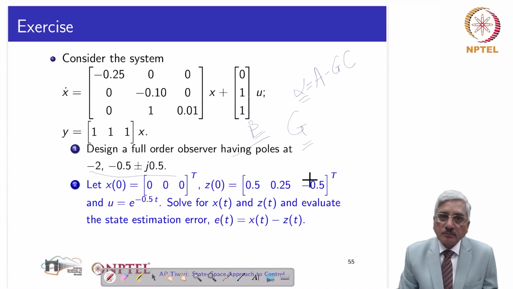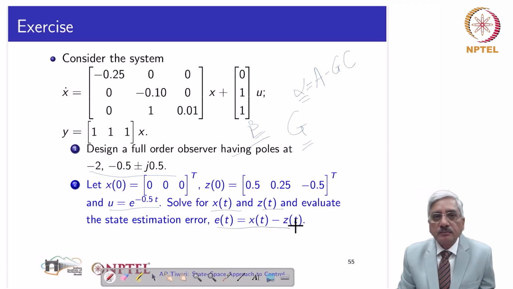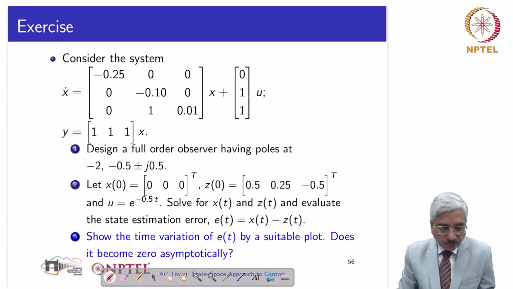So using this alpha, this beta and this G, which you will obtain by this, simulate the system. Both the given system for this input and the observer for this input, and the output of this system that comes by solving. Solve for both x(t) and z(t), and then evaluate the difference e(t). It will be a column vector with 3 entries. And thereafter plot e(t), three graphs, and conclude, does it become 0 asymptotically or not? It should become 0 if G is properly designed.